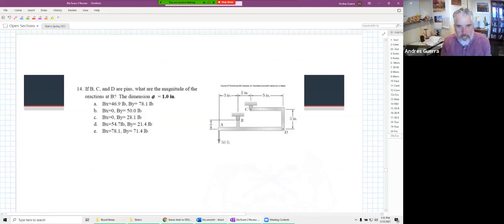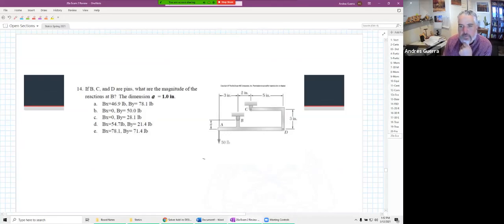This problem, another 2D rigid body equilibrium problem, is similar to one of our homework problems in that we had 2 rigid objects. In this one, we have B, C, and D are pins. What are the magnitude of the reactions at B? The dimension A is 1.0 inches.